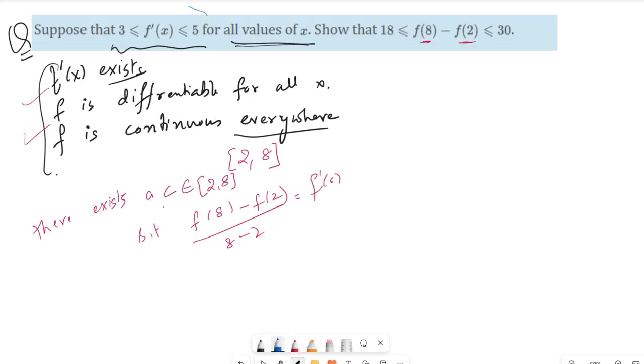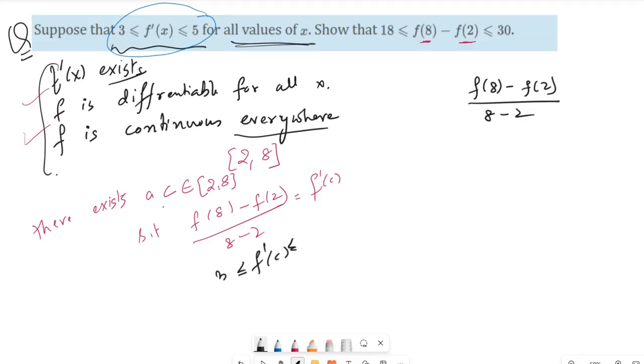But we know f prime is always lying between 3 and 5. Therefore, we can claim that f of 8 minus f of 2 divided by 8 minus 2, because f prime c should also lie between 3 and 5, that means this number also should lie between 3 and 5.